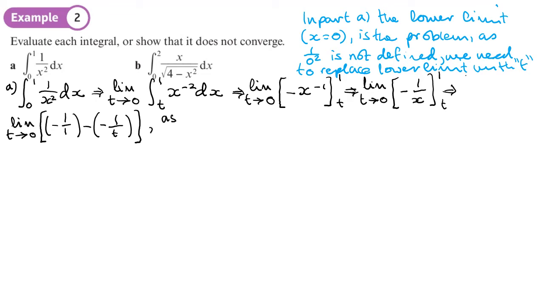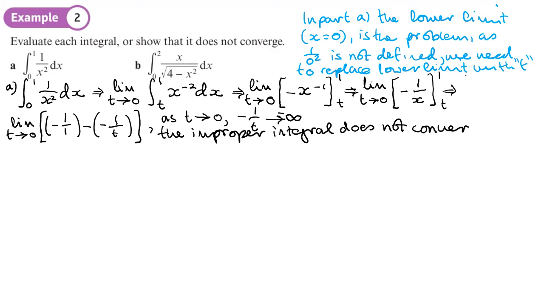So we can say, as t approaches 0, what we've got in the second bracket, which is negative 1 over t, approaches infinity, because as you make the bottom of the fraction smaller and you approach 0, the whole fraction itself gets bigger and bigger and bigger. So as t here approaches 0, the whole fraction is going to approach infinity. You could actually say negative infinity, because we've got negative 1 over t. So as a result, the improper integral does not converge, or you could say it diverges, so it cannot be evaluated.